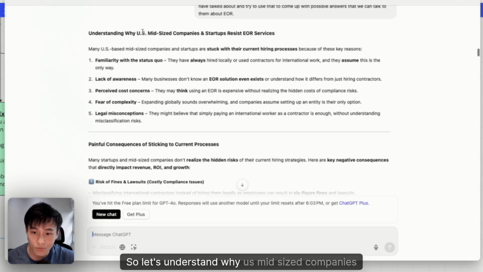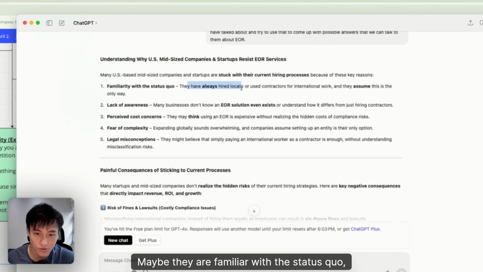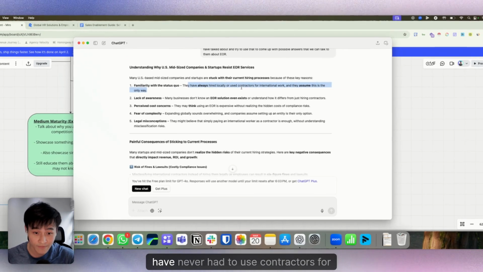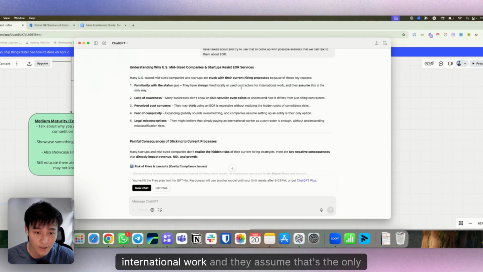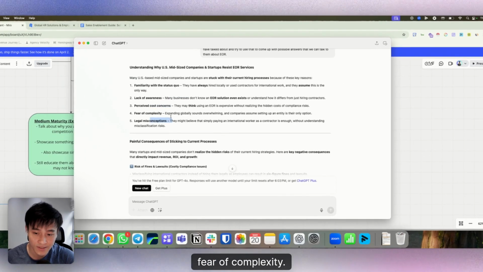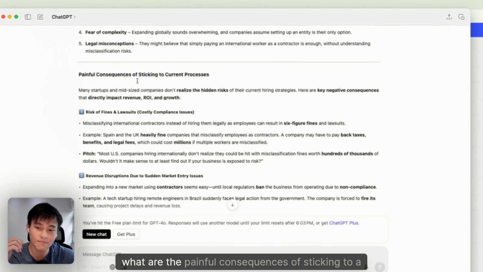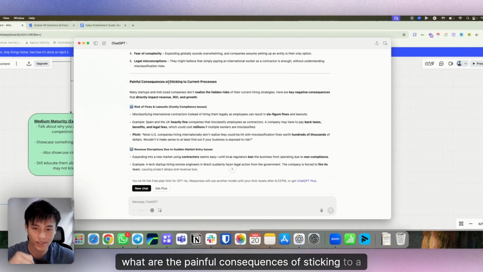So let's understand why US mid-sized companies resist EOR services. Okay, maybe they are familiar with the status quo. Always hired locally, have never had to use contractors for international work, and they assume that's the only way. Lack of awareness, perceived cost, fear of complexity, sounds about right. And then we continue to ask, hey, what are the painful consequences of sticking to a current process?